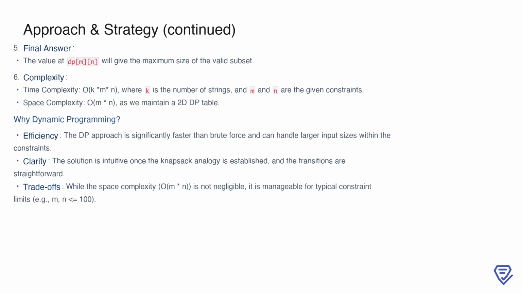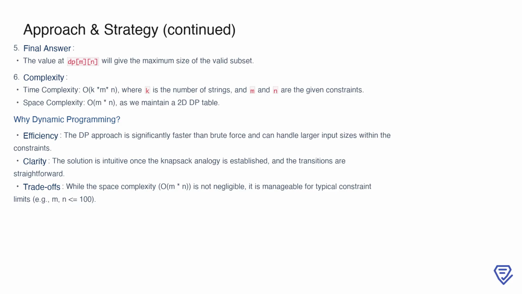The time complexity of this approach is O(k*m*n), where k is the number of strings in the input array, and m and n are the constraints. This is significantly more efficient than the brute force approach, making it suitable for larger inputs. The space complexity is O(m*n), as the DP table requires a 2D array of this size to store intermediate results. Dynamic programming is the preferred solution for this problem because it balances efficiency and clarity.